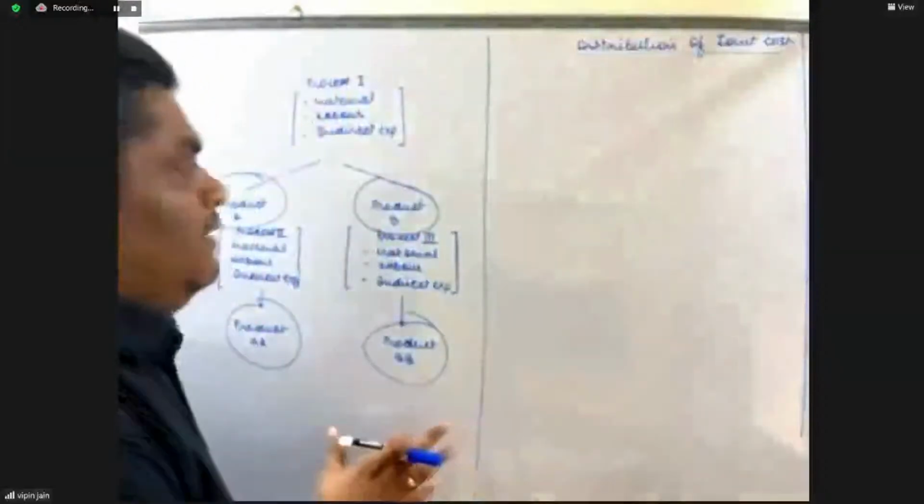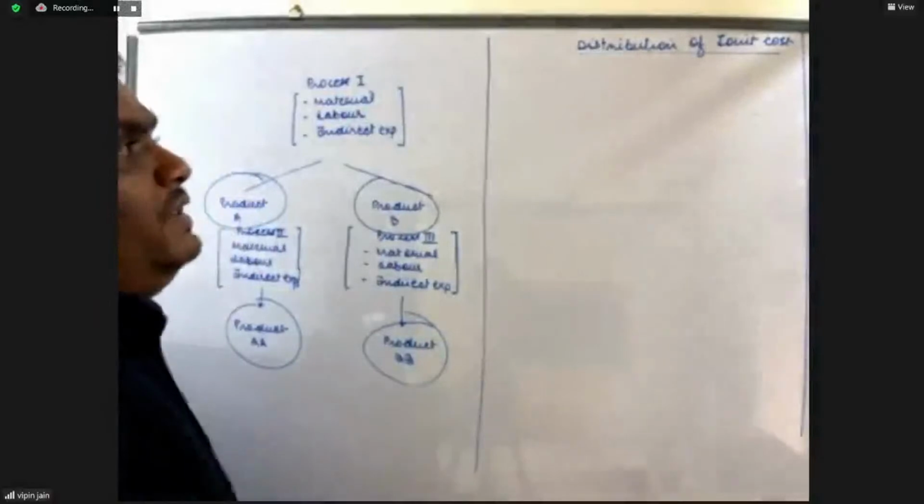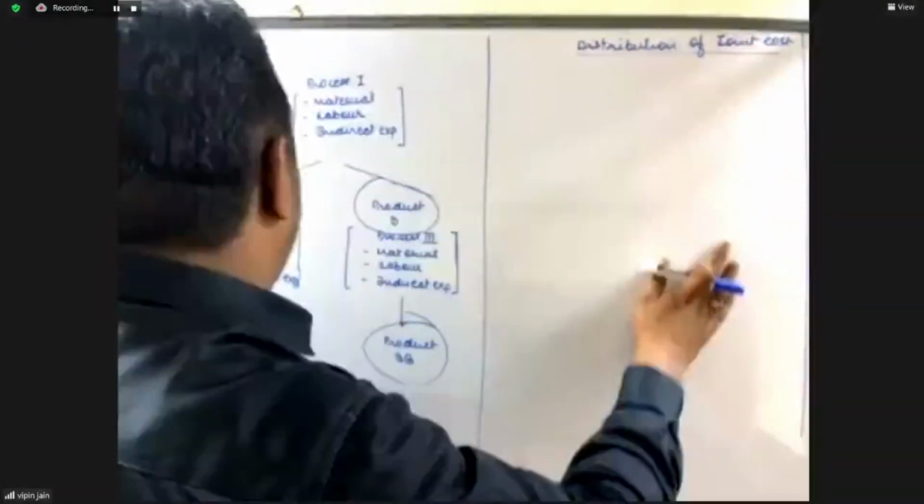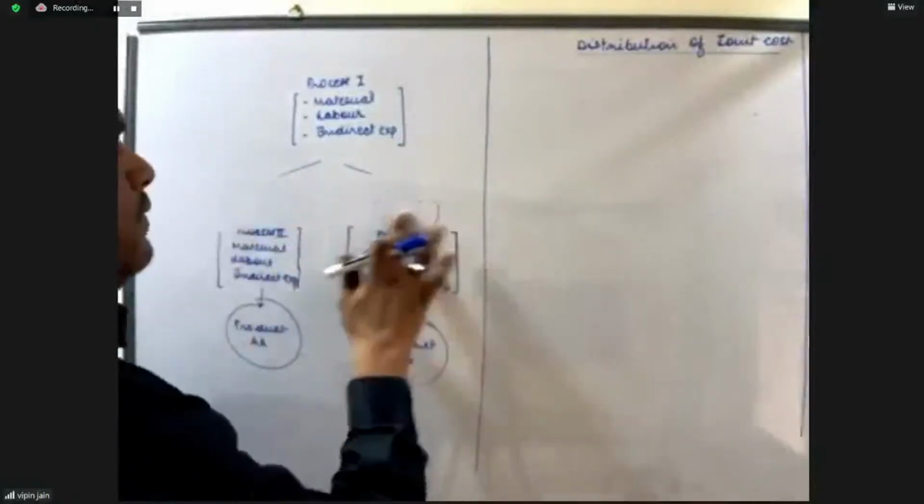So now let's start with the main exercise of this chapter, that is the distribution of joint cost. That is how joint cost is to be distributed.